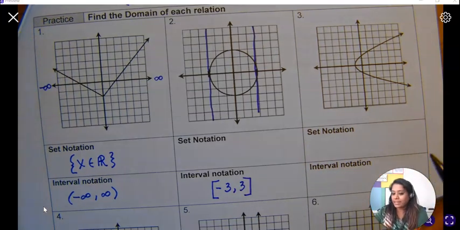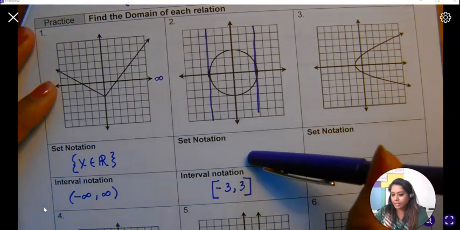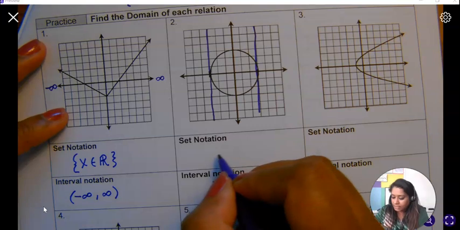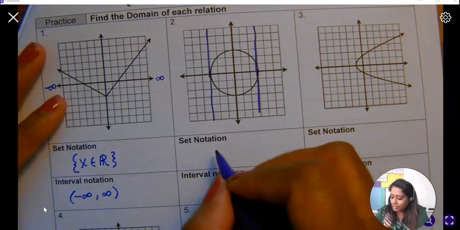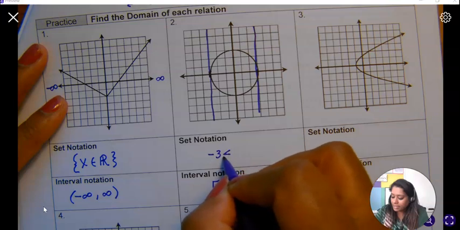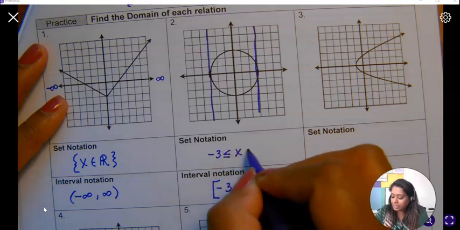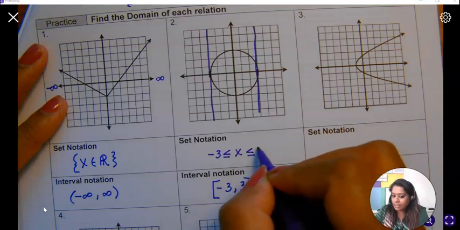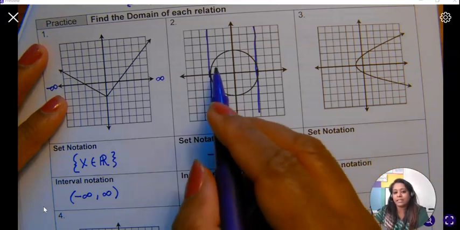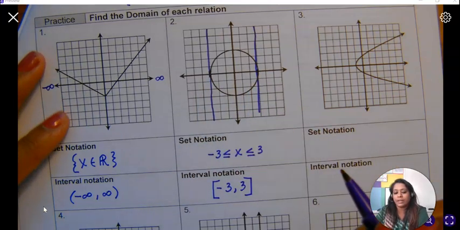And then when we're writing it in set notation, we want to put it in using this form, which I'm going to show you right now. So it's going from negative 3 less than or equal to x, and then another less than or equal to, and then 3. So this tells me that x is between negative 3 and positive 3.